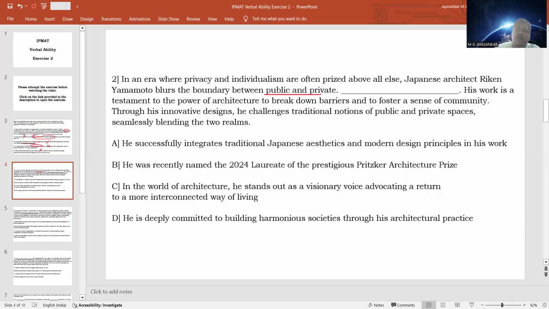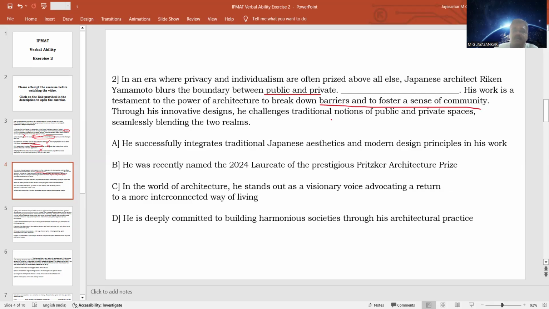The second sentence we don't know, so we have to keep that in mind. We are discussing a particular architect who is merging public spaces with private spaces in an era when privacy is very precious and important for people. And then his work is a testament to the power of architecture to break down barriers and to foster a sense of community. People are becoming more and more reserved and secure within their own private spaces. In such a situation, he is doing architectural works where the barriers between personal spaces are broken down to foster a sense of community. It means a sense of belongingness in a community is being developed through his architectural works.